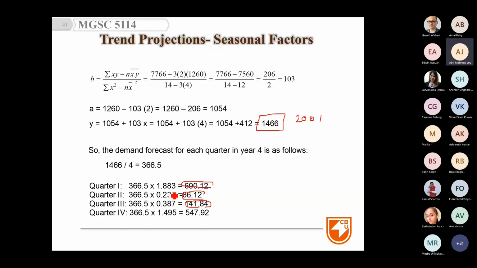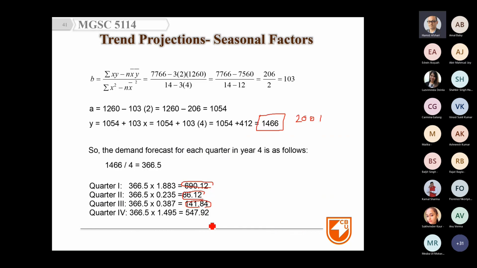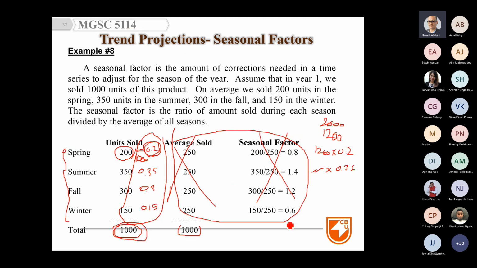Professor, I have a question. Maybe I have missed. The demand forecast for each quarter in year 4 is as follows. We got that 366.5, right? In the next slide. Yes. Professor, how can we get in first quarter 360.5 multiply 1.883? Where can I find 1.883 here? Those numbers? Yes. These are the difficult method that I told you.